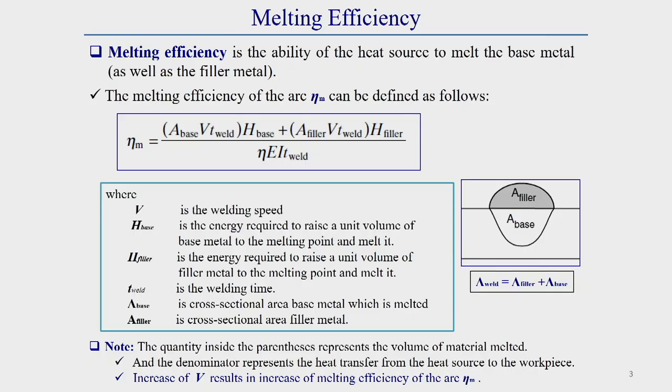Last class I have already discussed heat source efficiency. There we observed that the heat source efficiency is the ratio between the heat in the arc, that means the heat supplied to the arc by the power source, divided by the heat transferred from the arc to the workpiece. Generally, all the heat is not transferred from the arc to the workpiece.